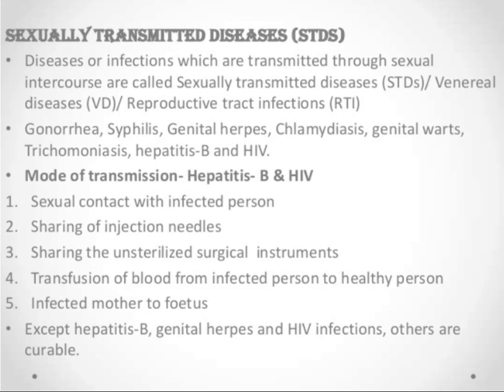So that was about the various methods which can prevent conception. Then after this we have STDs. STD is a sexually transmitted disease. Diseases or infections which are transmitted through sexual intercourse are called sexually transmitted diseases, or venereal diseases, reproductive tract infections, RTI, STD, or VDs. Examples are gonorrhea, syphilis, genital herpes, chlamydiasis, genital warts, trichomoniasis, hepatitis B, and HIV. All these are different types of sexually transmitted diseases. In this case you will have to learn the mode of transmission, the symptoms, and the prevention.